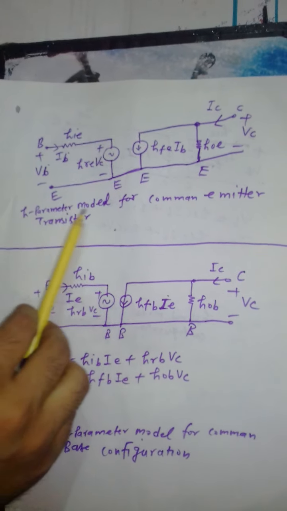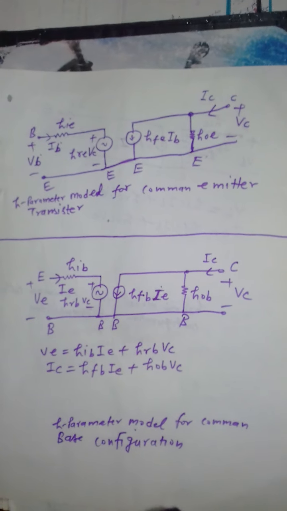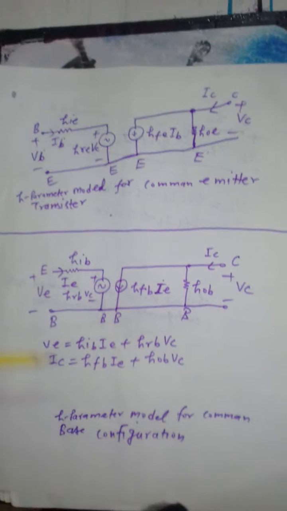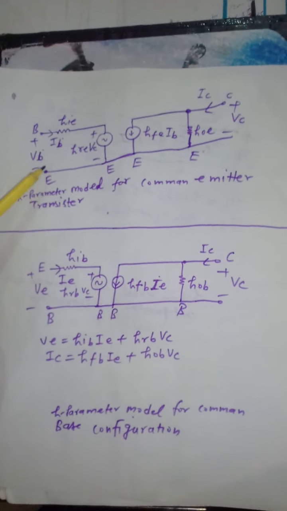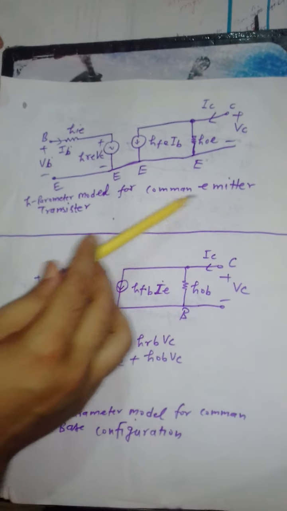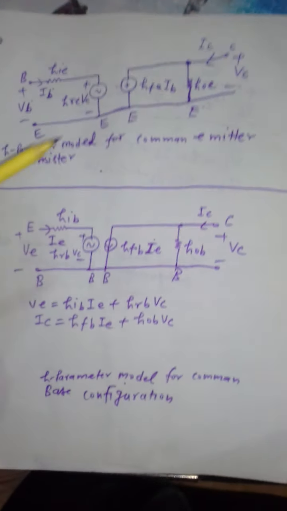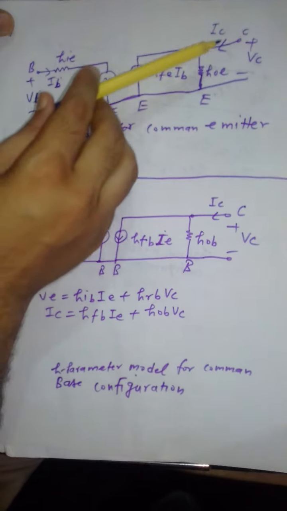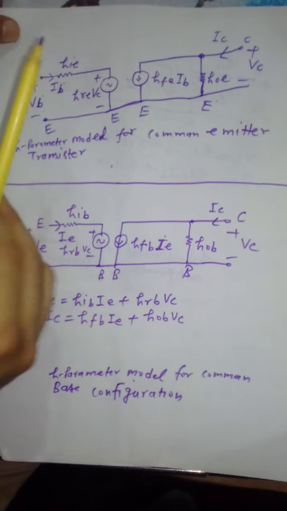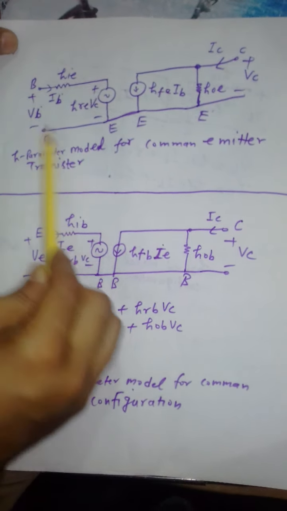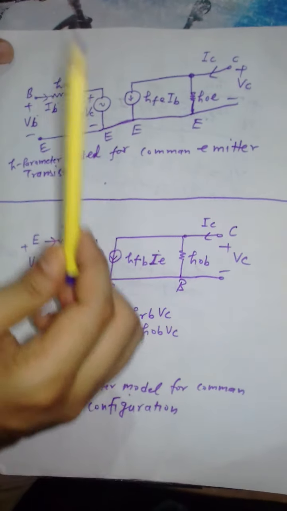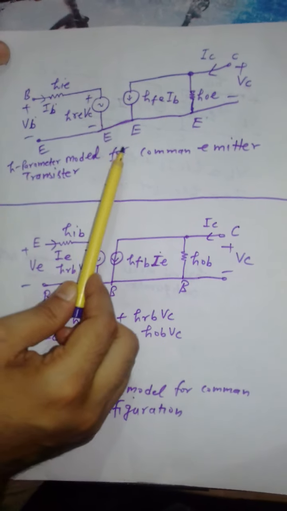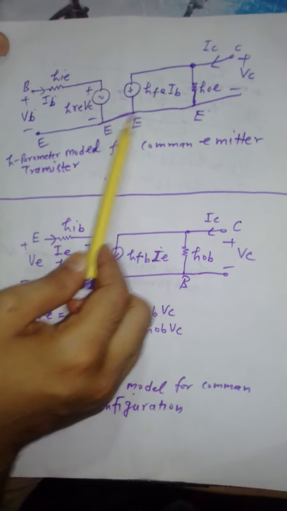In the third video of the H parameter model, we have discussed how to draw the hybrid model of a transistor for different configurations. This is the hybrid model, the H parameter model, for the common emitter transistor. Input is given at the base-emitter junction and output is taken from collector to emitter. Correspondingly, you will get one input circuit and one output circuit. The terminal which is common is grounded. Here the emitter is common, that means it is grounded.